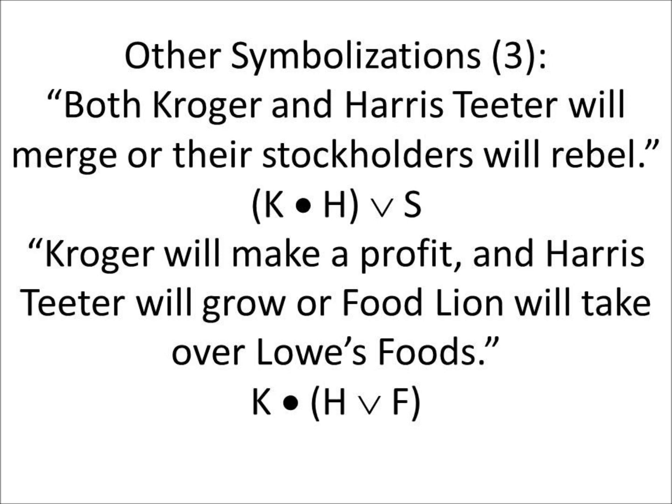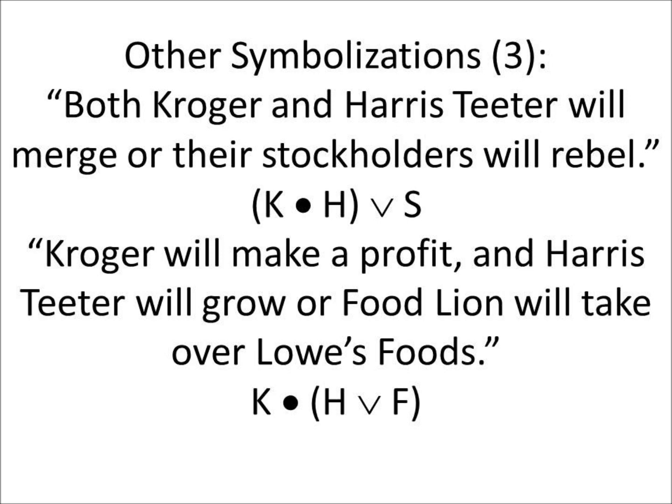Kroger will make a profit, and Harris Teeter will grow, or Food Line will take over Lowe's Foods. Kroger will make a profit set aside from the rest, so that's K, and then, and what? Well, Harris Teeter will grow, Food Line will take over Lowe's Foods, H or F in parentheses.